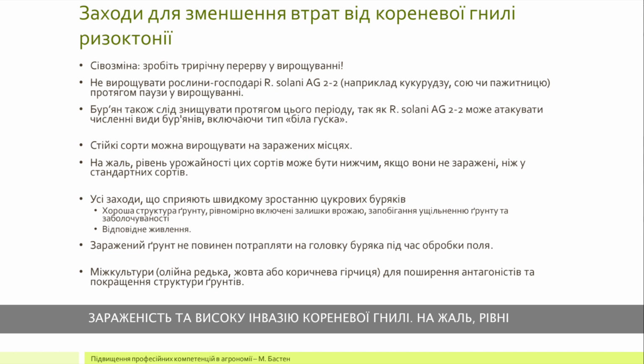Tolerant varieties should be considered and should be chosen on sites where we have known infestation and high infestation of root rot. Unfortunately, yield levels of these varieties can be lower when the soil is not sufficiently infested than with standard varieties. All measures that promote the rapid growth of sugar beets can reduce the incidence. Good soil structure, evenly incorporated harvest residues, prevent soil compaction and waterlogging. Appropriate nutrient and lime supply strengthens the crop and contributes to the resistance of the crop.